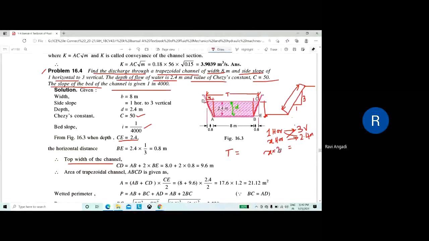X into 3, then 1 into 2.4. I want x, that is the base of the triangle I want. Then it is 1 into 2.4 divided by 3. Then you will be getting 0.8. Correct, 0.8. So this is the base of the triangle we get.